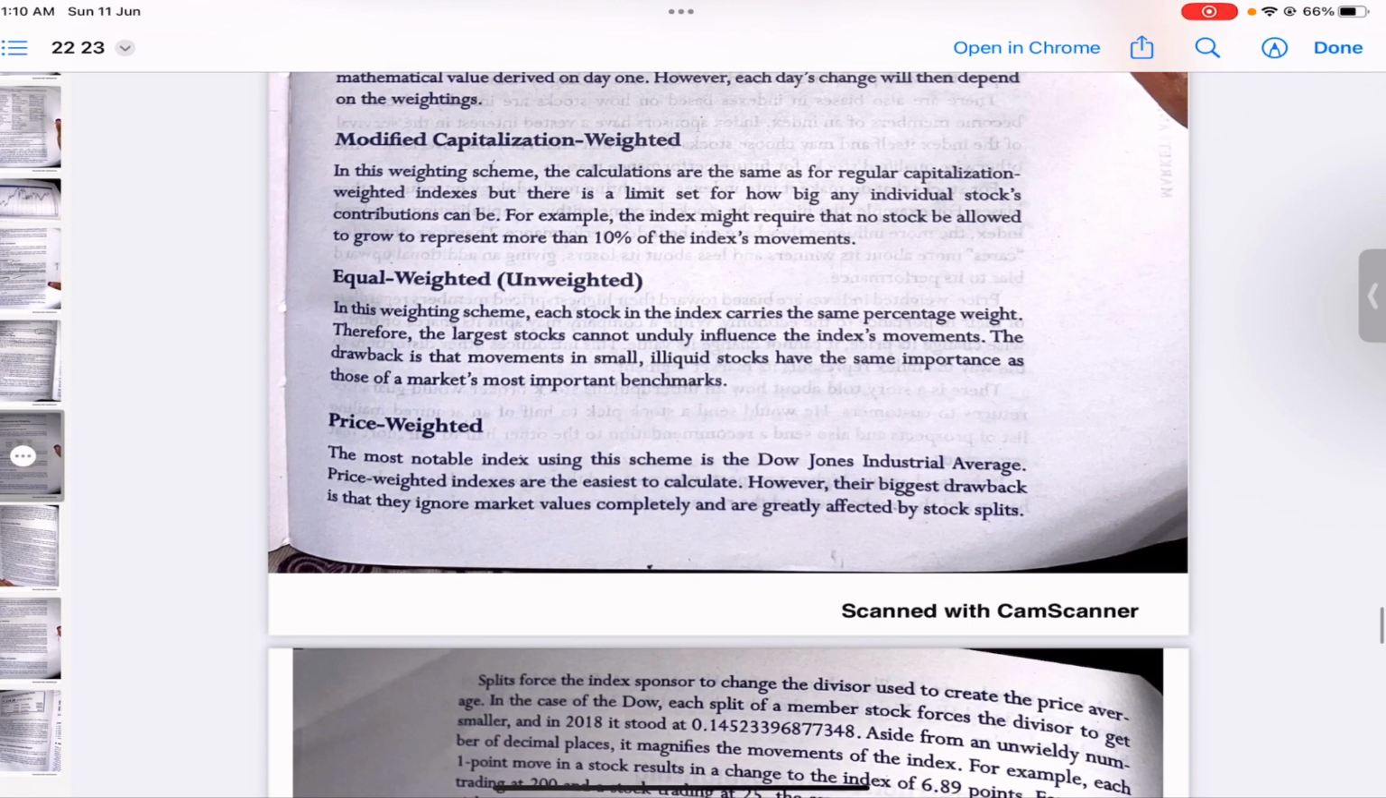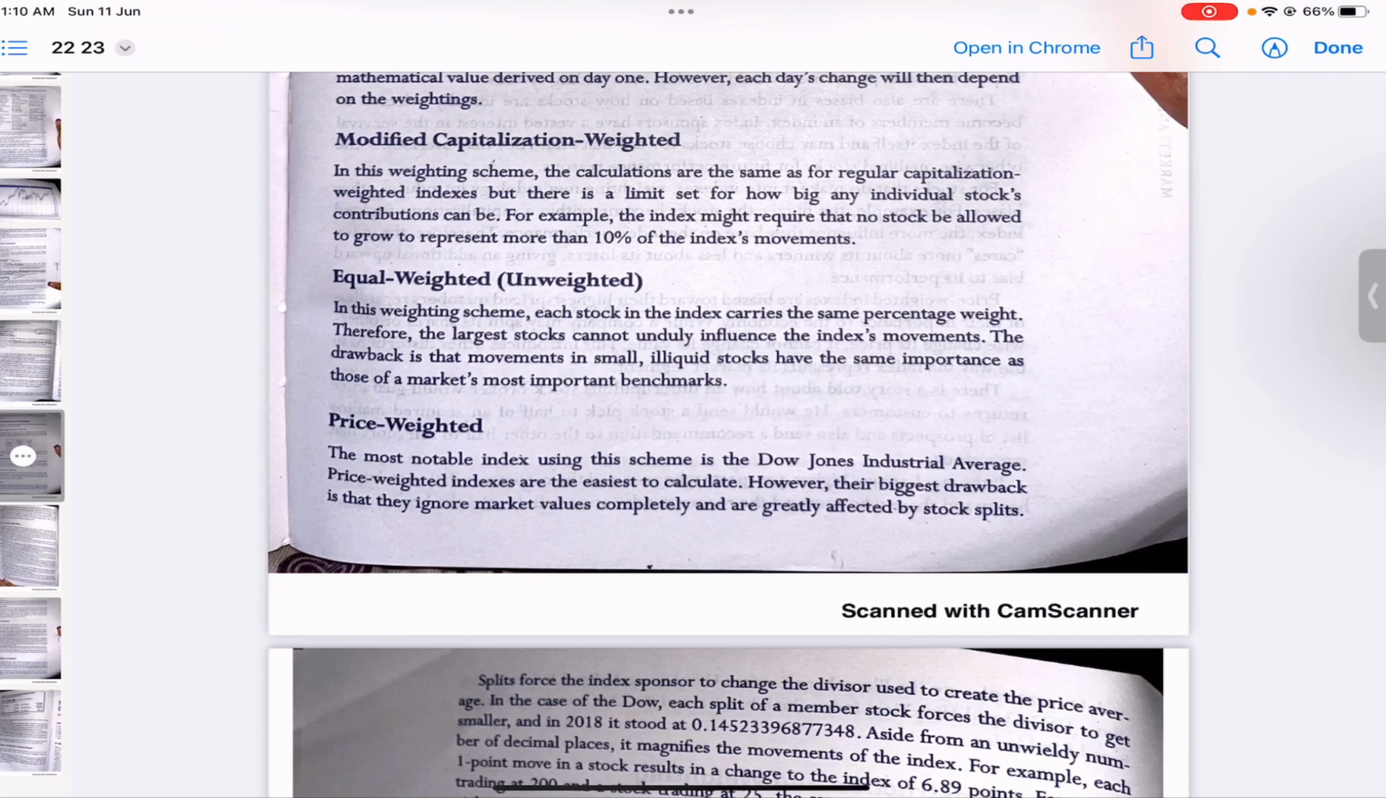Now we have modified capitalization weighted. In modified capitalization weighted, the calculations are the same as for regular capitalization, but there is a limit for how big any individual stock contribution can be. In the first method, the value weighted method, it is kind of weird. Why? Because some stocks might have a high market capitalization and some stocks might have a low market capitalization. In that situation, the biggest stock is going to have the biggest value.